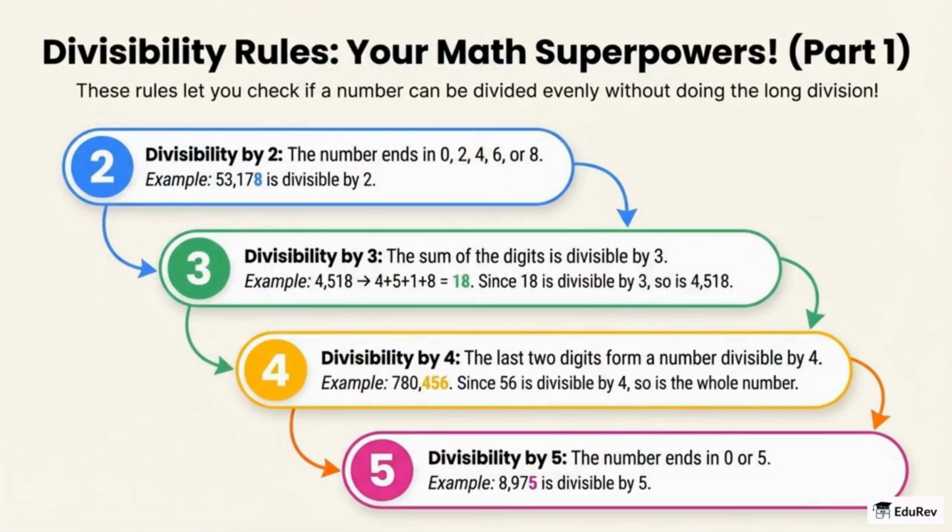Divisibility rules are like math shortcuts that save time. If a number ends in 0, 2, 4, 6 or 8, it's divisible by 2. For 3, add the digits. If that sum is divisible by 3, so is the number. To check divisibility by 4, look at the last 2 digits. If they form a multiple of 4, the whole number is divisible by 4. And any number ending in 0 or 5 is divisible by 5. These quick checks make factoring and other work much faster.